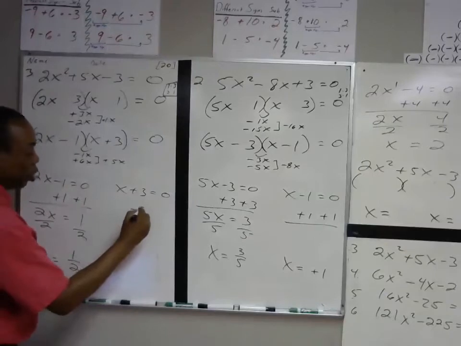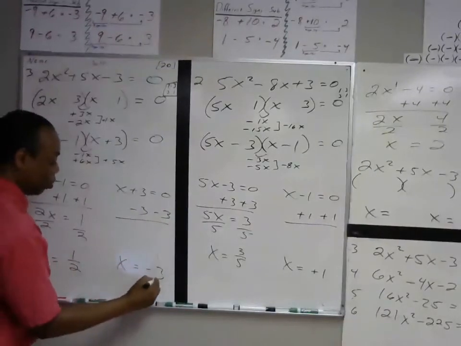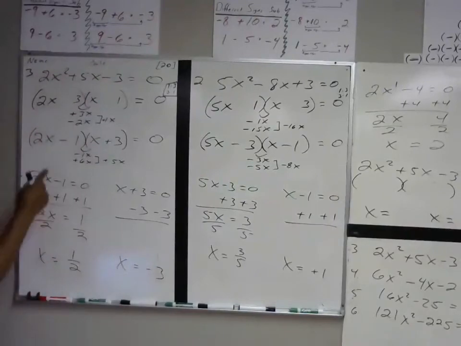Over here, let's subtract 3 from both sides. We end up with x equals negative 3. And these are my two solutions for that one equation.